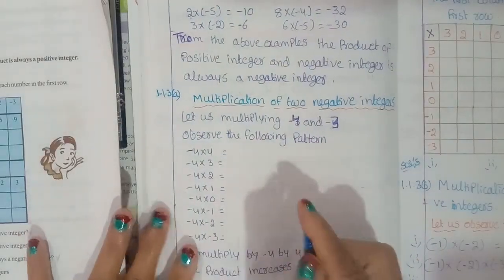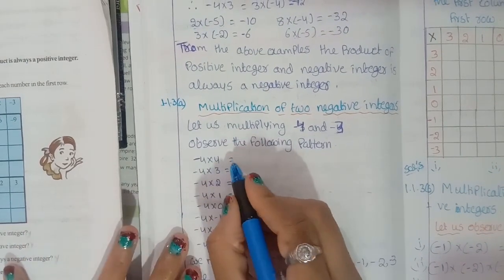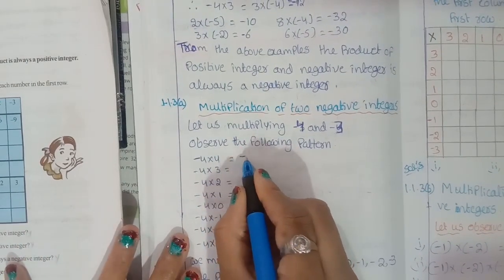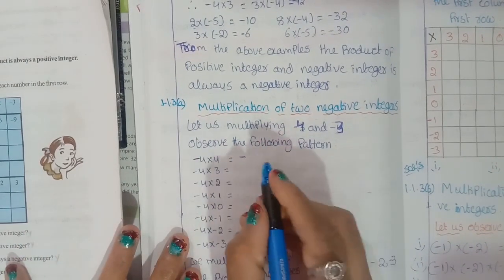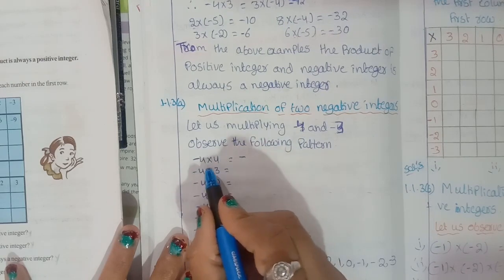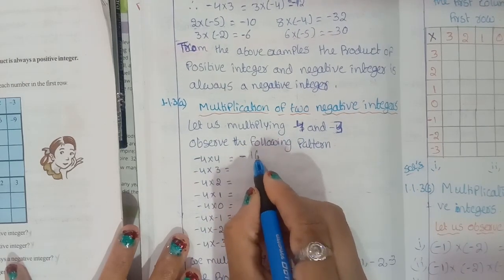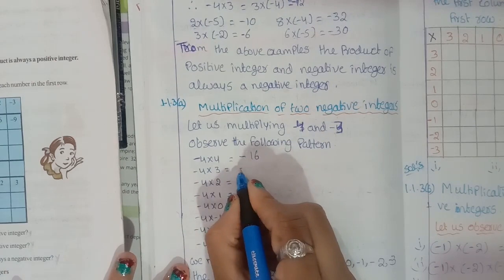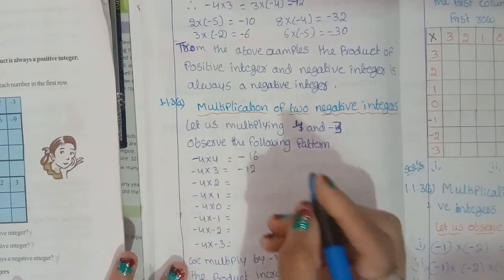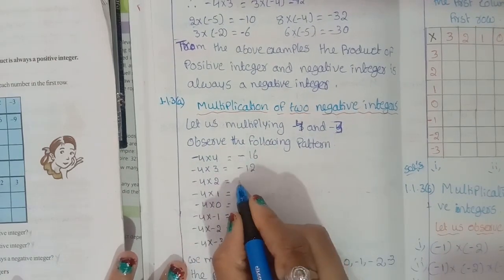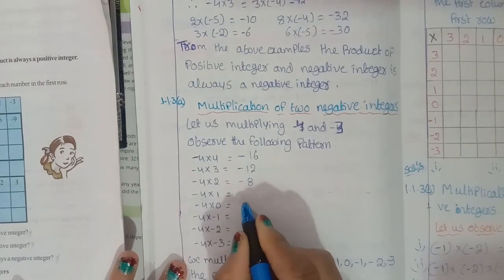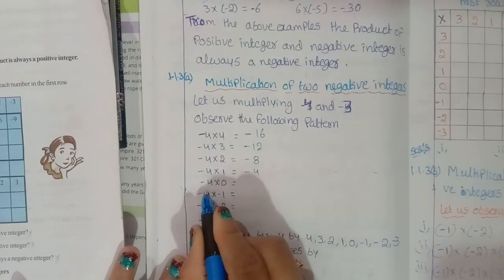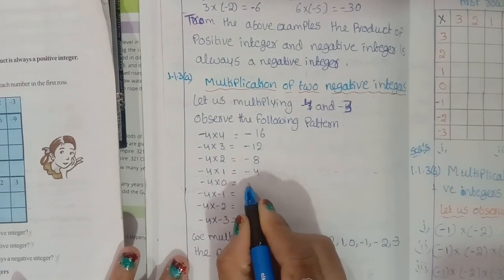You observe in the following pattern, it is -4 into 4 only. So that's why it's minus into plus, so that's why it's minus only. 4 fours are -16, 4 threes are -12, 4 twos are -8, 4 cross 1 is -4, and -4 cross 0, anything the product is 0 only.